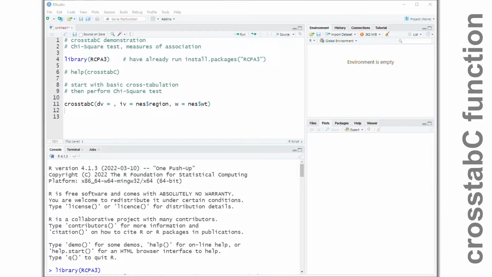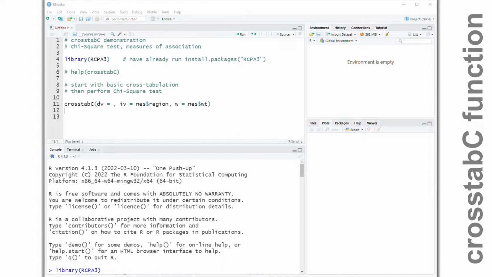Let's use the crosstabC function to do a chi-square test of independence. I think it's good to think about the chi-square test as a sort of follow-up to a cross-tabulation, where the cross-tabulation would show you the observed values and how the observed values of a dependent variable vary by categories of an independent variable.